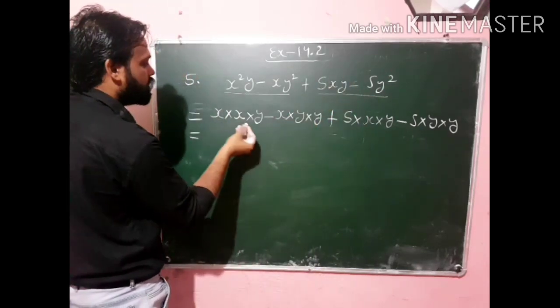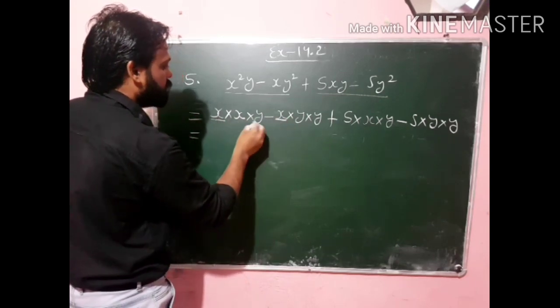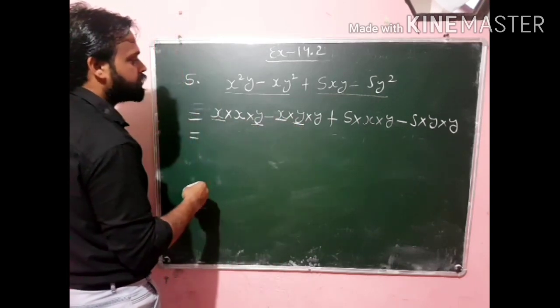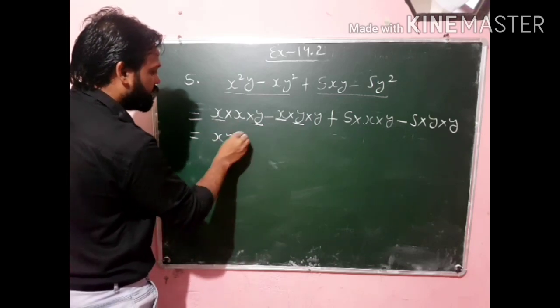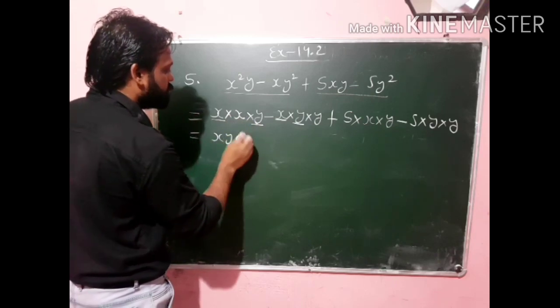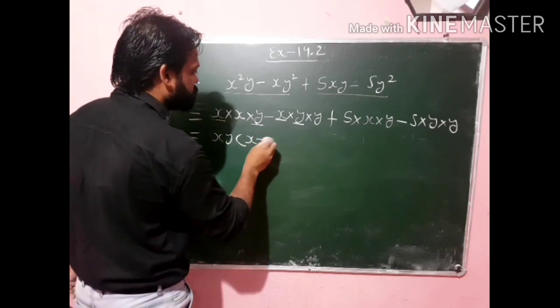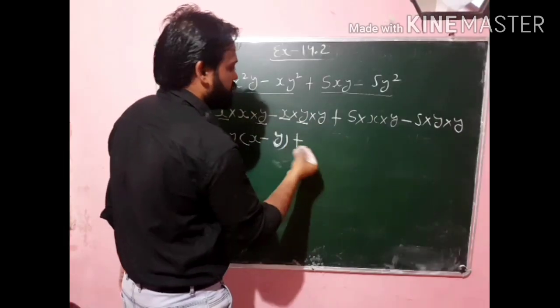Now mark the common factors here. This x and this y are common in the first group. So take this x and y outside of the bracket, as xy is common. How many terms are inside? You can see this is x, minus sign as it is, and this is y. Here is only a plus sign, so write down plus as it is.